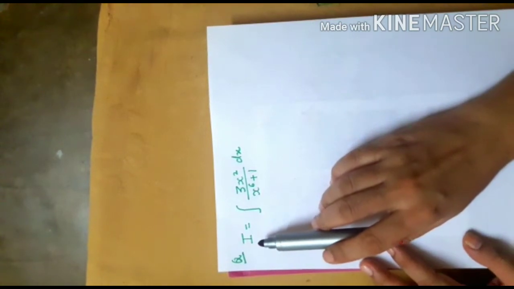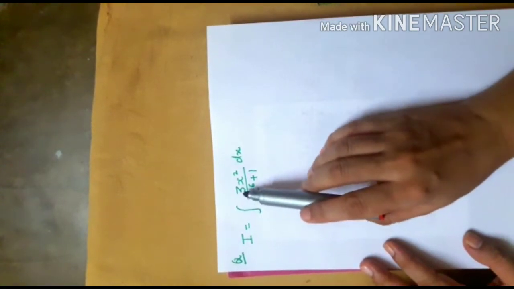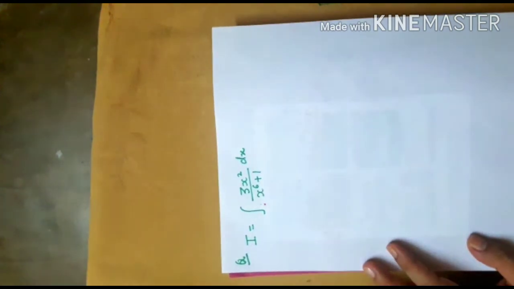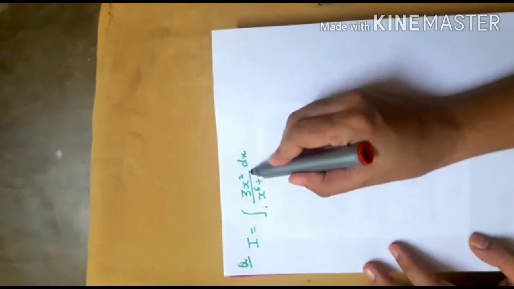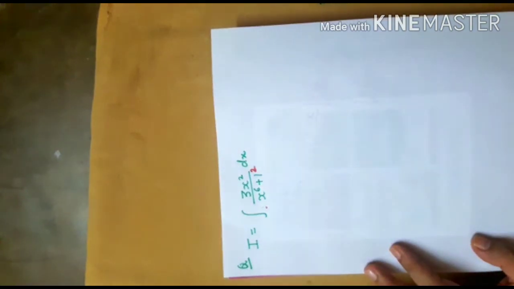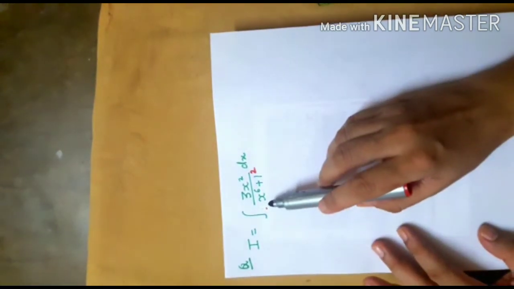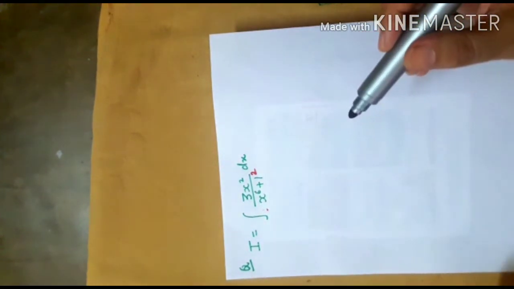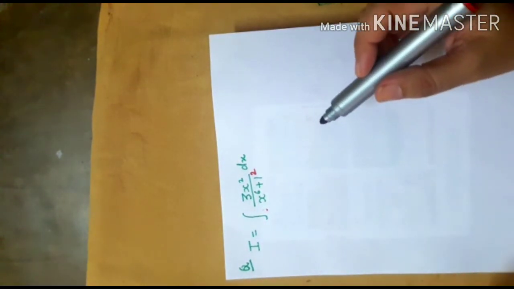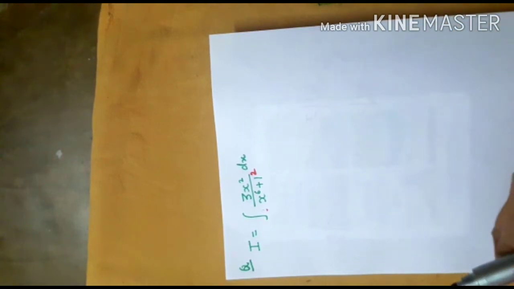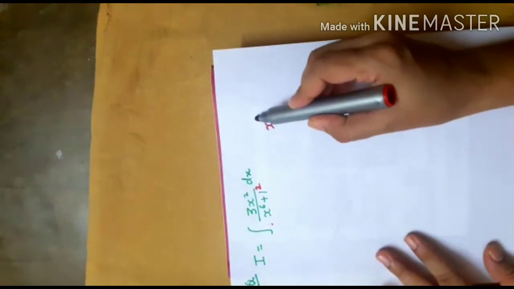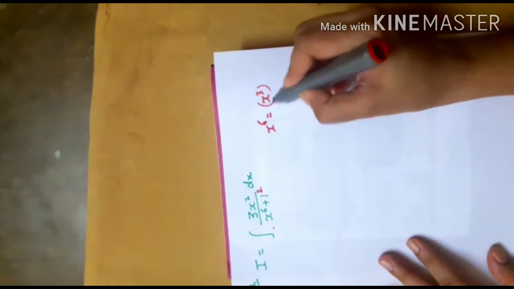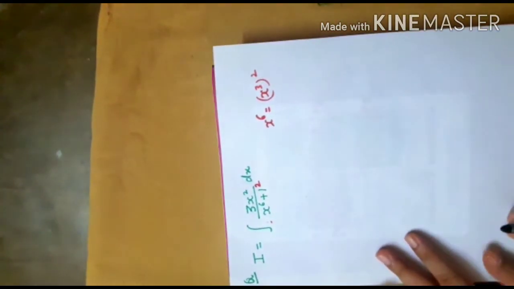Let's take another question. Evaluate I equals integral 3x square over x raised to the power 6 plus 1. I can write 1 as square of 1. How can you express x raised to the power 6 as square of some number? Yes, I can write x raised to the power 6 as square of x raised to the power 3.